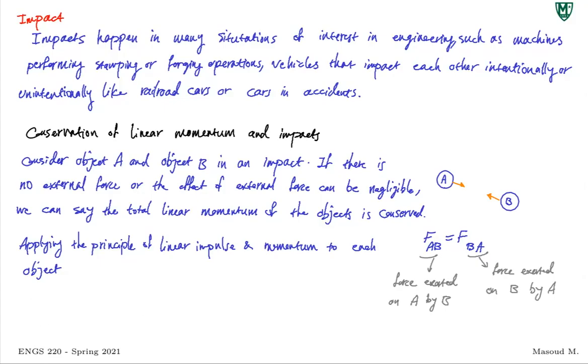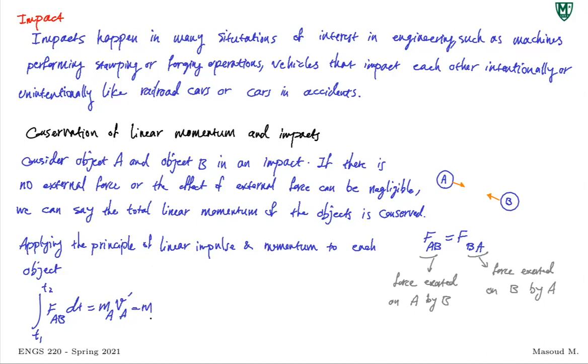So for object A, I'll have the integral from T1 to T2 of FAB dt. Force A is applying to B. If you draw the free body diagram of A, it's just A and the force FAB, the force A is applying to B, or B is applying to A. You can switch, they are the same. It is equal to MA VA prime. Don't get confused with this prime. I'm following your textbook's notation. Prime is not derivative here. Prime means velocity at T2, right?